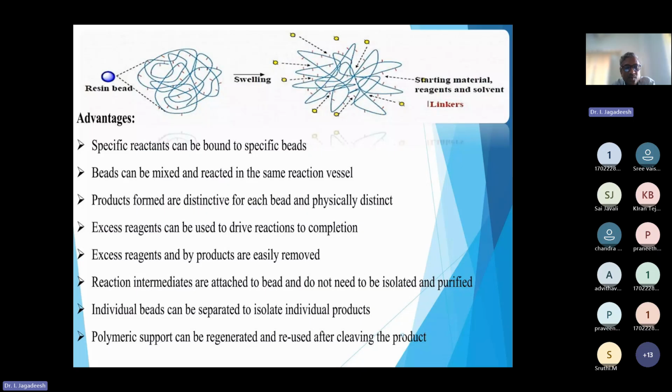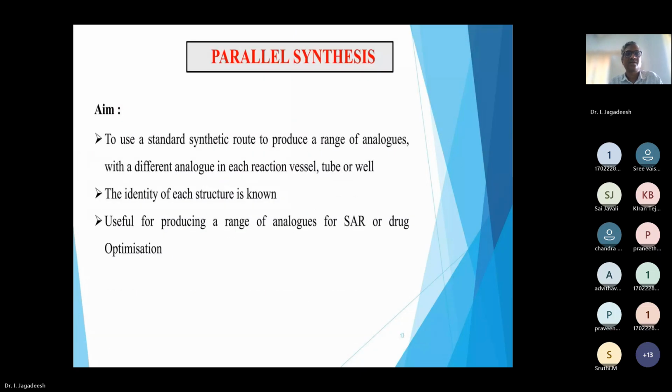So the polymer support can be regenerated and reused after cleaving of a product. We can use these beads again, put them into a new flask, and do the resynthesis. Like this, we are going to repeat the same substrate for multiple products, and we are going to achieve multiple savings through regeneration and reuse. This is the concept in solid phase synthesis.